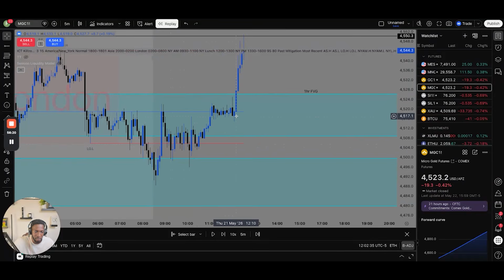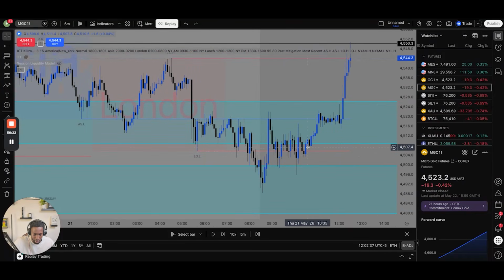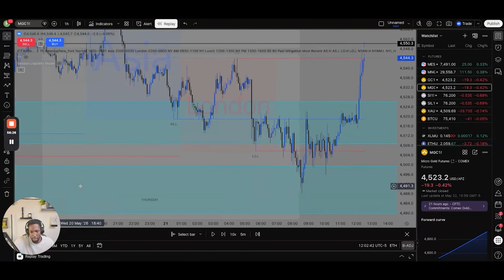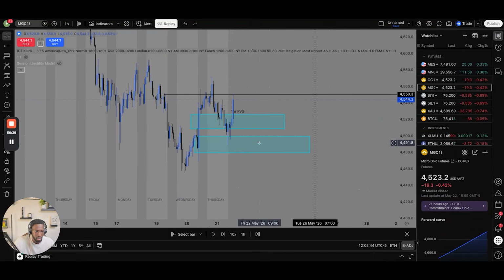Wow. It doesn't move till 12 p.m. I'm off the charts by then. I'm not looking at that. But this is just how you use fib. This is just how you use fib. This is that optimal trade entry that I showed you about.